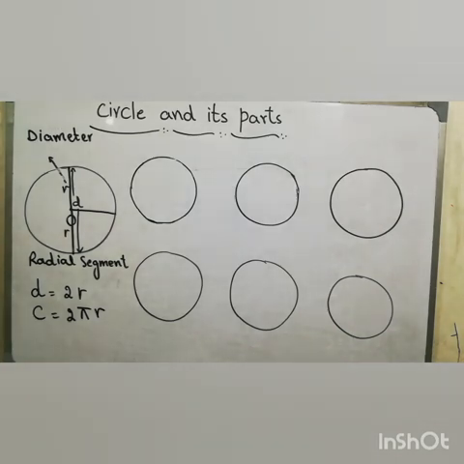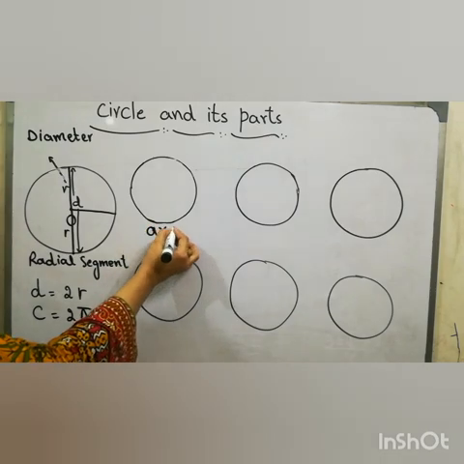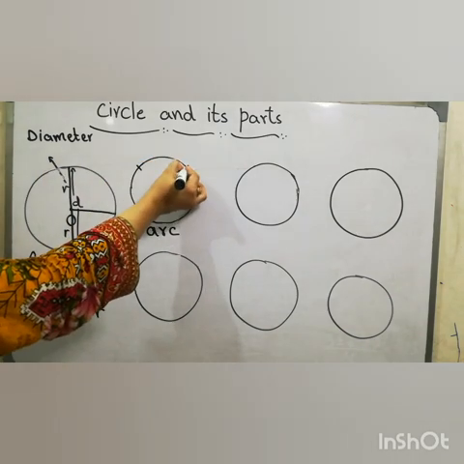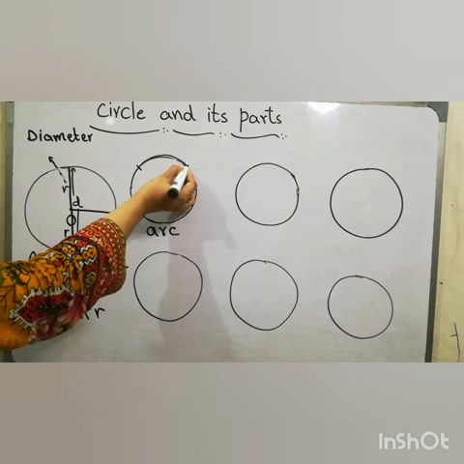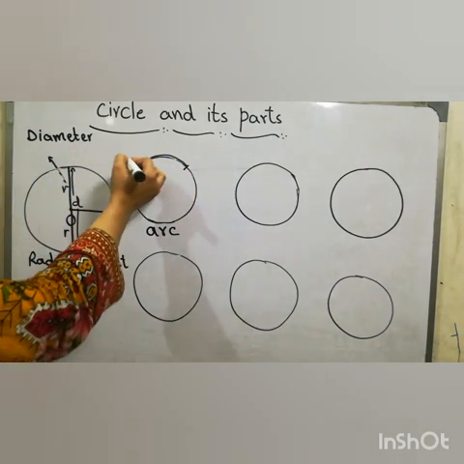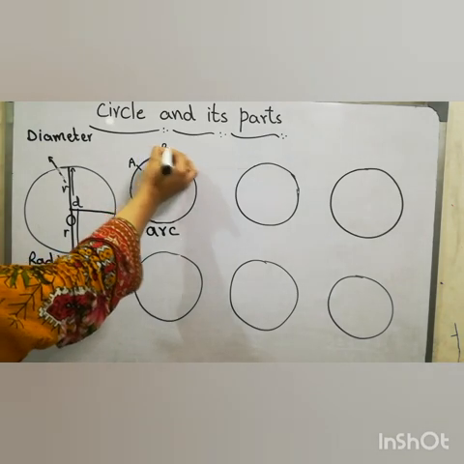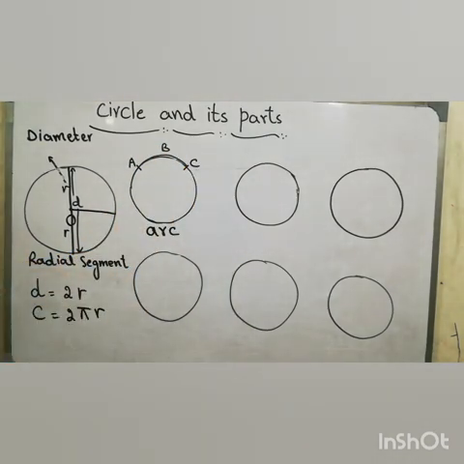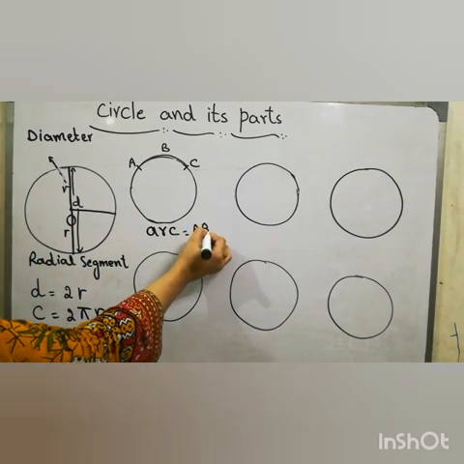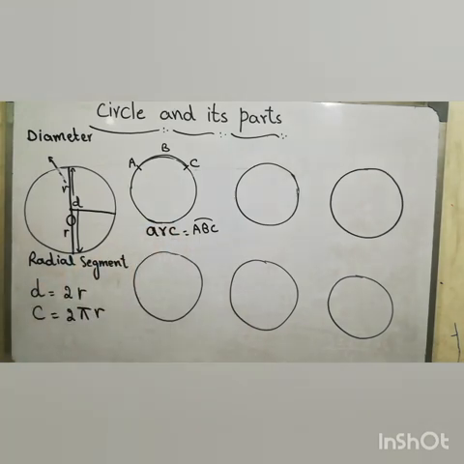So now what is an arc? An arc of a circle is any portion of the circumference or its boundary. Like if I take this portion, for example, let me give some names A, B, C. Now ABC is an arc here. A, B, C. This is an arc. This is any portion of its circumference.